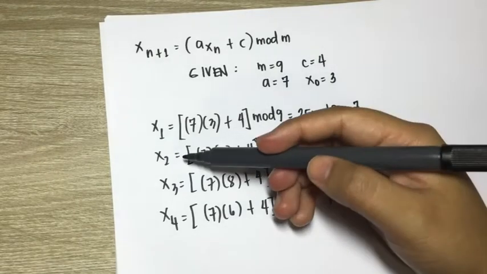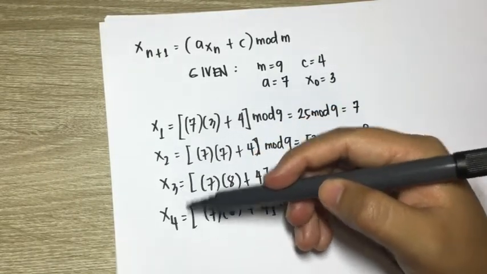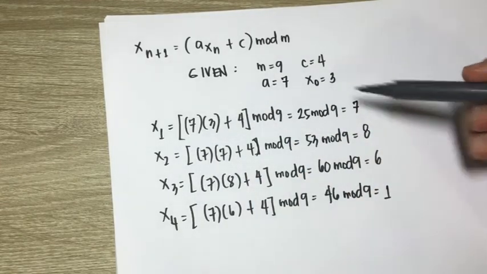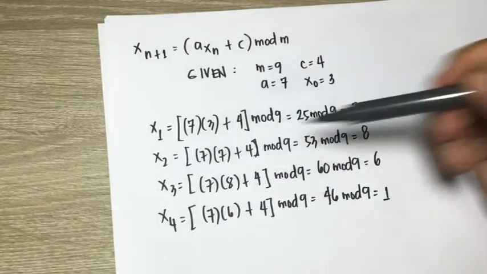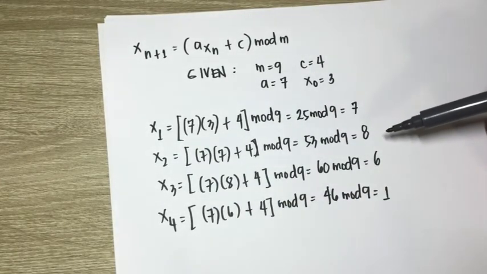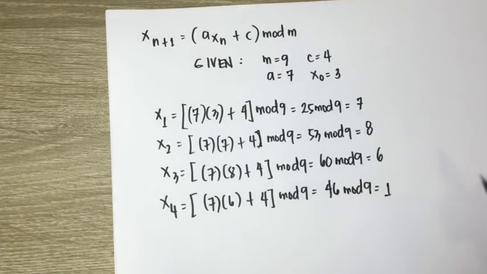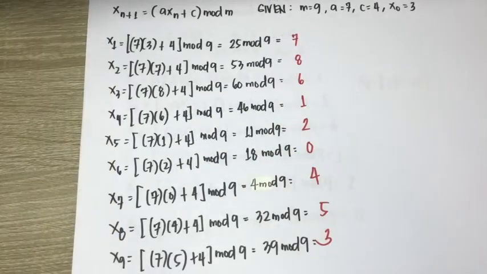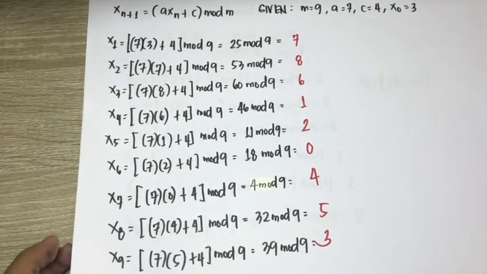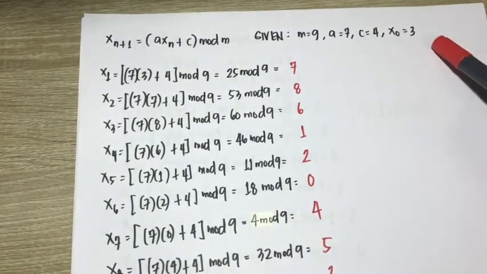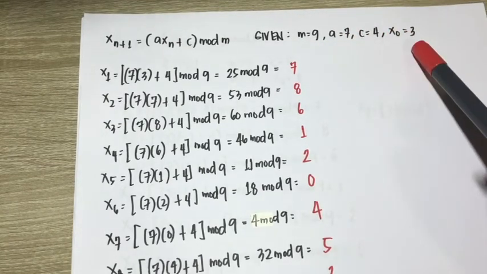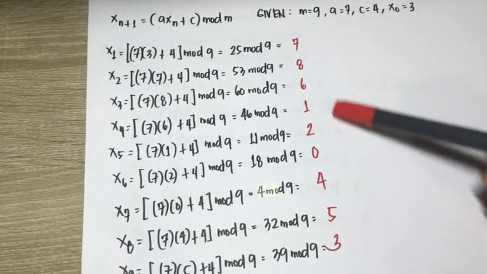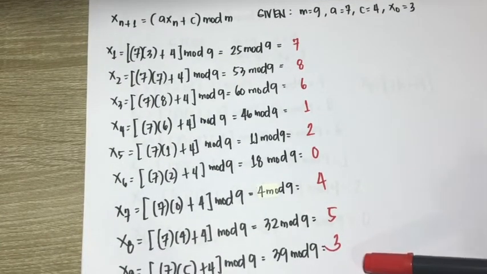So as you can see here, each succeeding term in the pseudorandom sequence depends on the previous term. The first term depends on the seed, the second term depends on the first term, the third term depends on the second term, and so on. So let's try to continue solving for this pseudorandom sequence. If we continue solving using the given parameters, modulus of 9, multiplier of 7, an increment of 4, and a seed of 3, what will happen is that we are going to generate this particular sequence. So take note that the sequence is only unique for 9 terms.